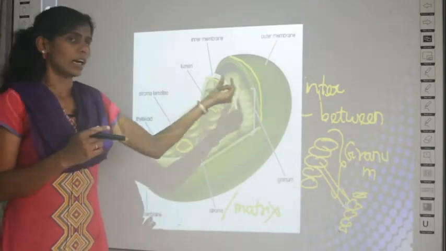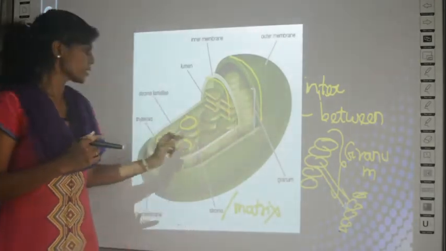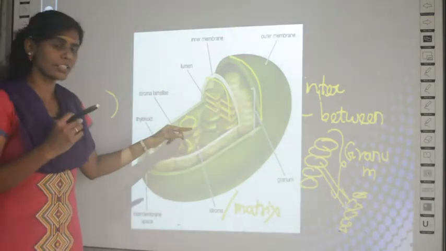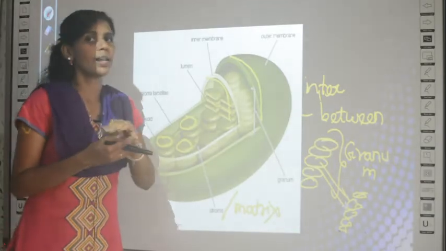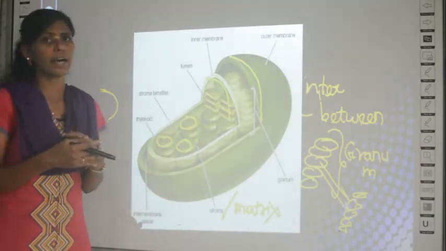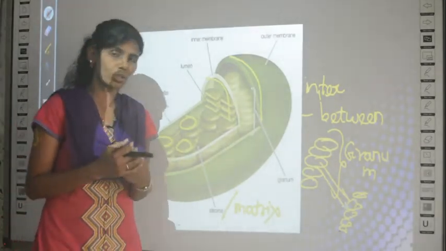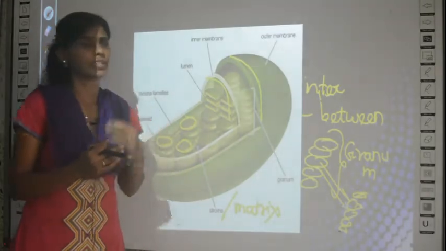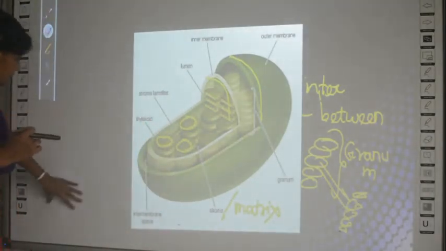So what all you have studied in the structure of chloroplast? Outer membrane, inner membrane, intermembrane space. Then coin-like structure is called thylakoid, and many coins together are called granum, and two grana are connected by stroma lamellae. So all these terms you have to memorize. Clear? So this is all about the structure of chloroplast.